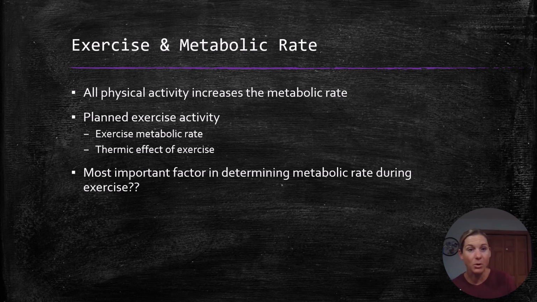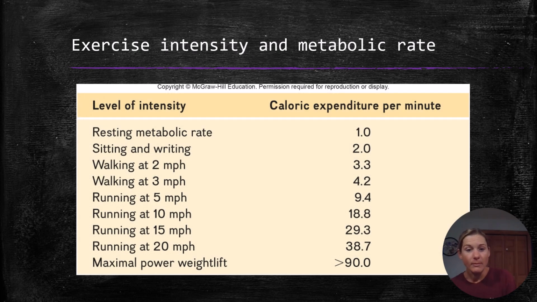Okay, so what's the most important factor in determining metabolic rate during exercise? It's the intensity, right? How high the intensity is will be the primary determinant of how many calories I'm burning during that exercise. This shows you an example of exercise intensity and metabolic rate. Our resting metabolic rate is about 1 calorie per minute, sitting writing about 2, and then running 20 miles per hour, 38.7 calories per minute. So again, a huge range in terms of how many calories we burn based on what it is we're trying to do.